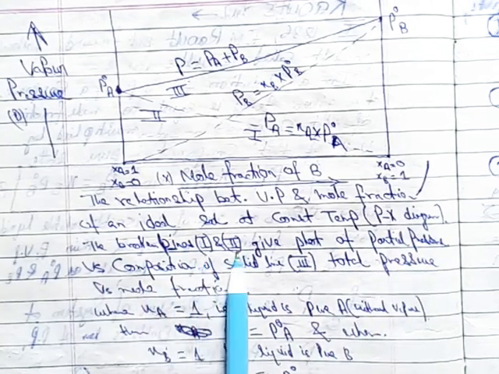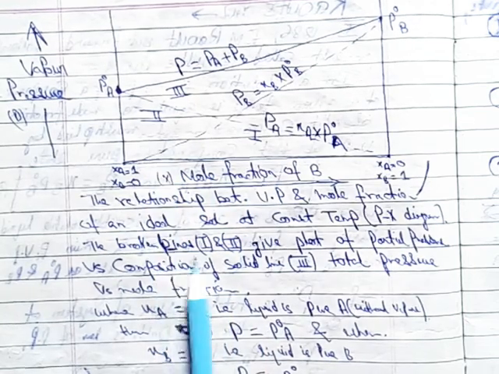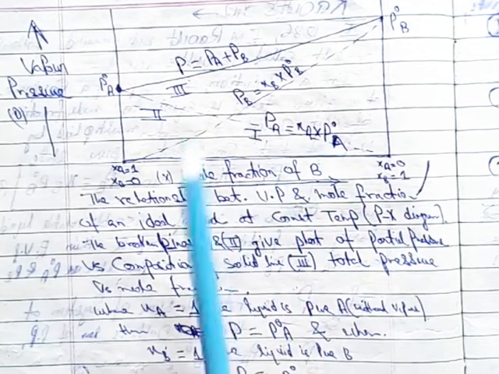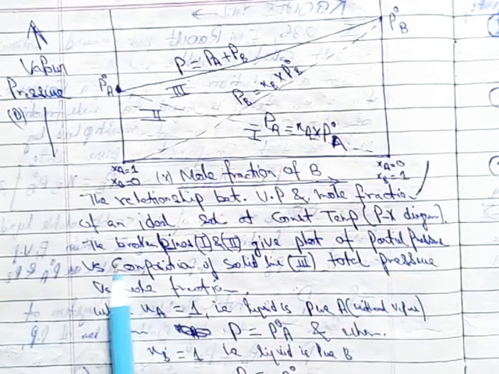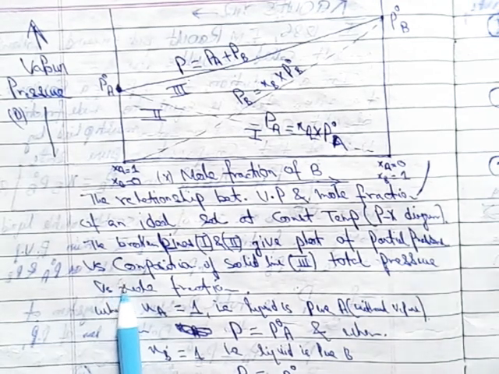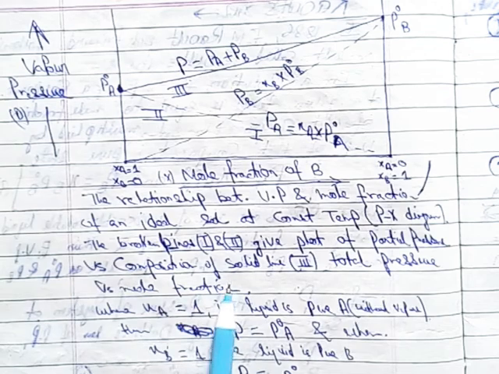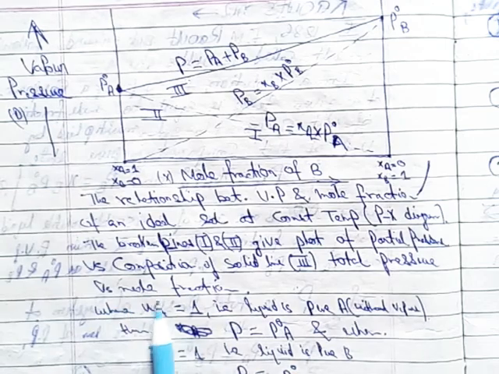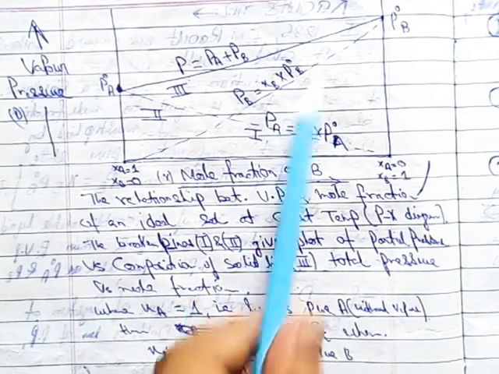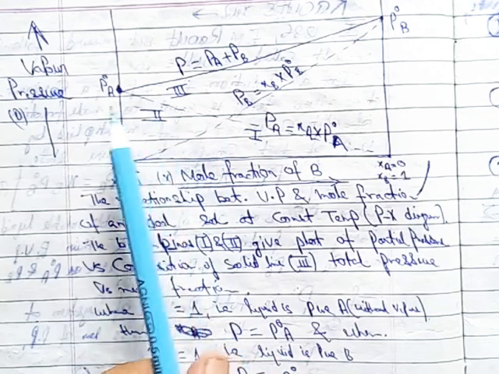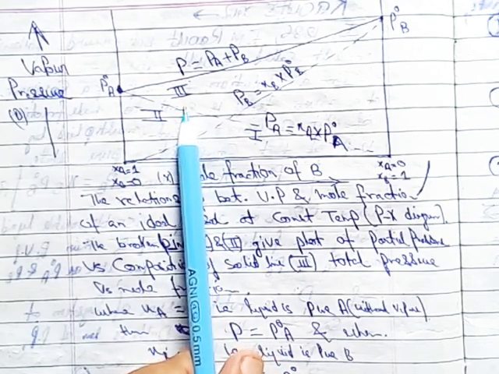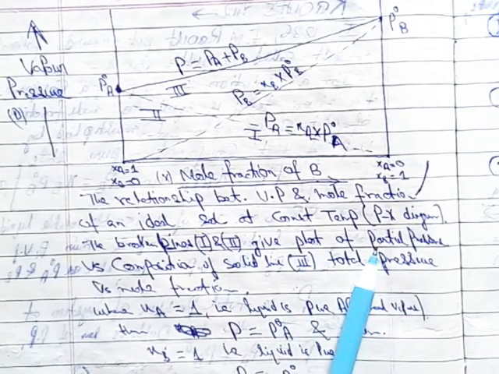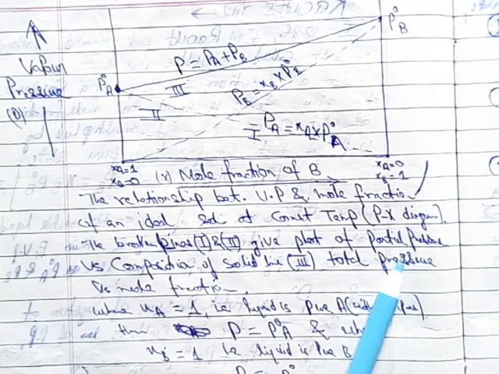We have the broken lines 1 and 2 here. The broken lines 1 and 2 give the plot of the partial pressure, so it gives the partial pressure of A and partial pressure of B curves. The plot of partial pressure versus composition of solid line 3 shows what? Total pressure versus mole fraction. So this complete bold line, shown with the Roman numeral three, represents total vapor pressure, while the broken lines 1 and 2 show the partial vapor pressures.